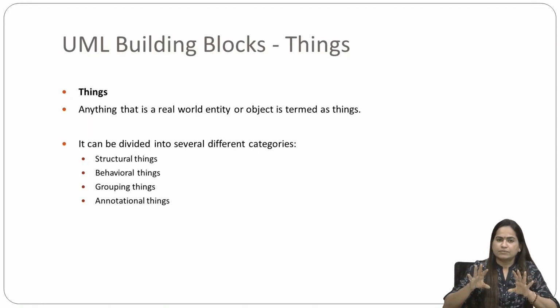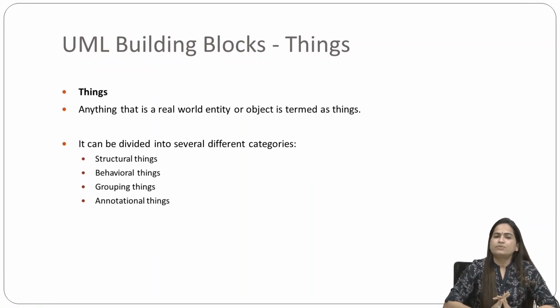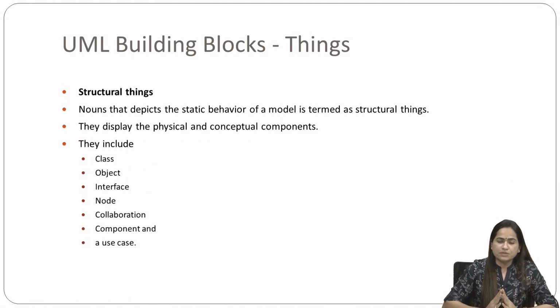Anything which is a real world entity or any object is termed as things in UML. It can be divided into several different categories: structural things, behavioral things, grouping things, and annotational things. Now let us move on to structural things.